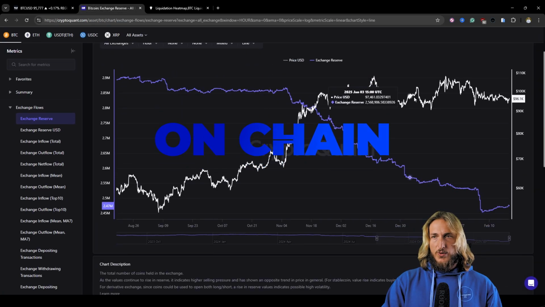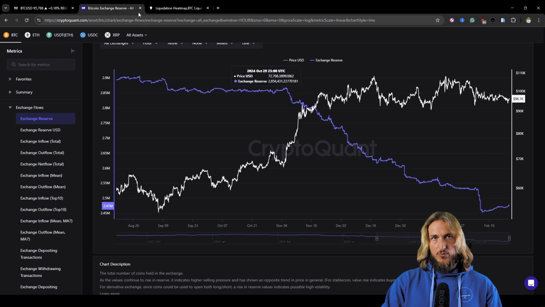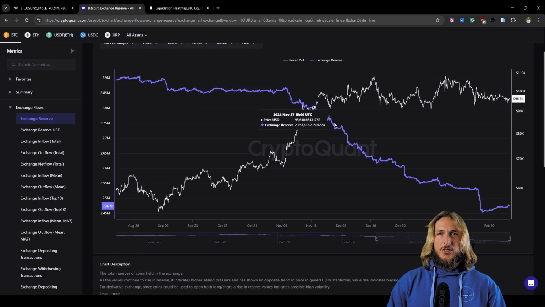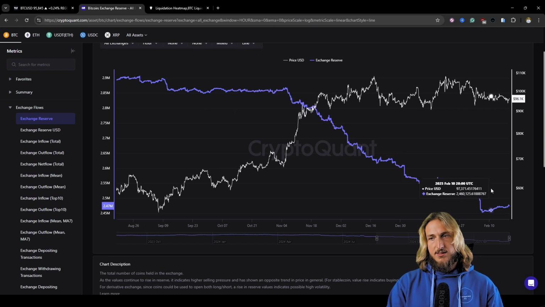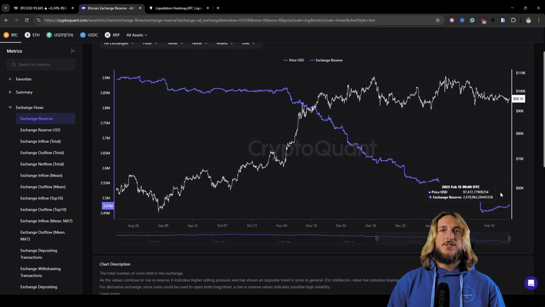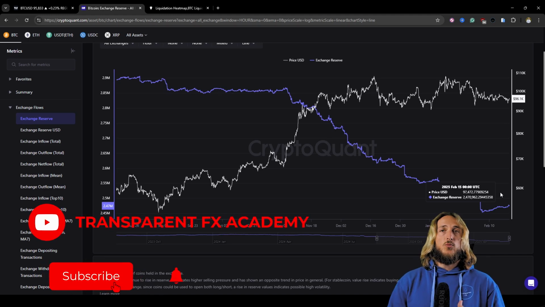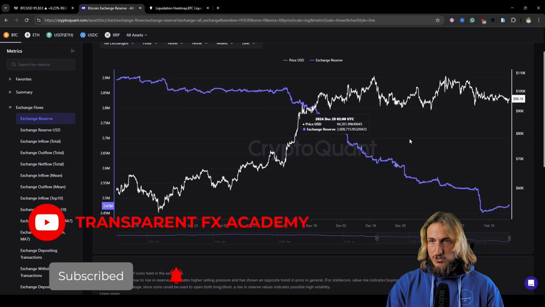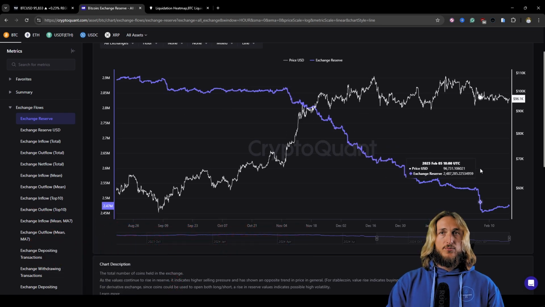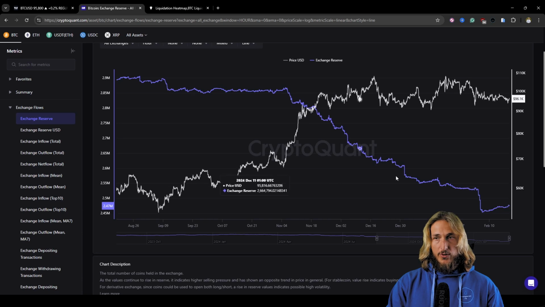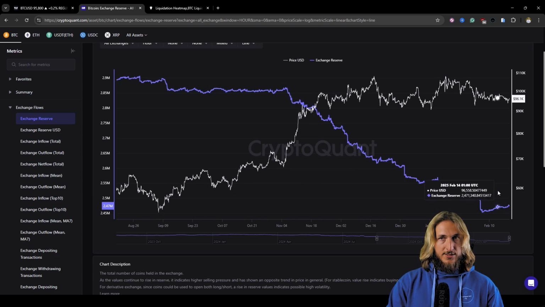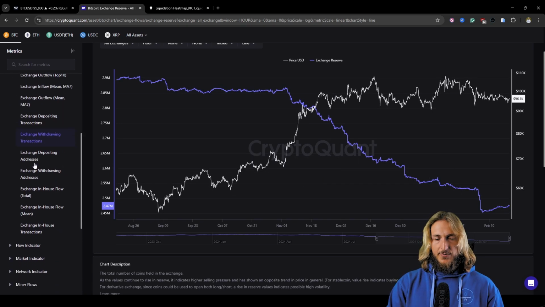Now, if we look at what has been happening, we see here the white line is the price, which is essentially this area here. The purple line is the amount of Bitcoins on exchanges. And we can see how that has been dropping consistently for quite some time. This shows that there is a massive buying pressure of people essentially buying and moving the Bitcoins away from exchanges. So that could potentially at some point trigger a supply shock. We're now at 2.4 million Bitcoins currently on exchanges, which is a quite low number.